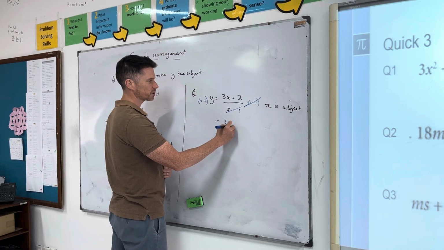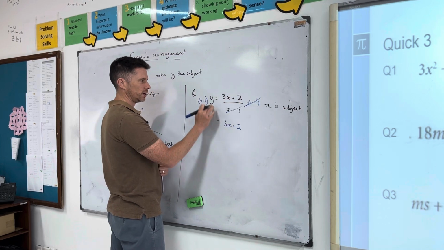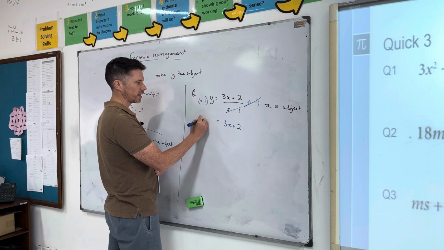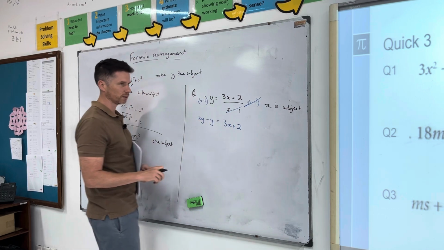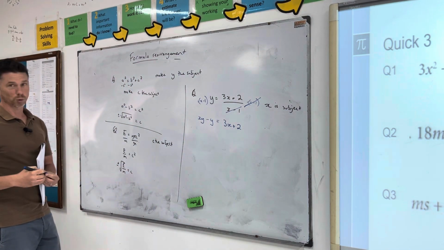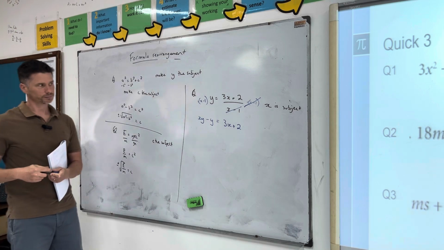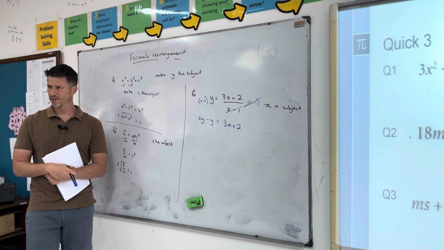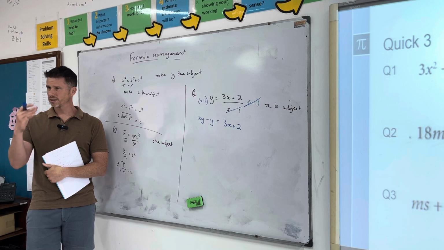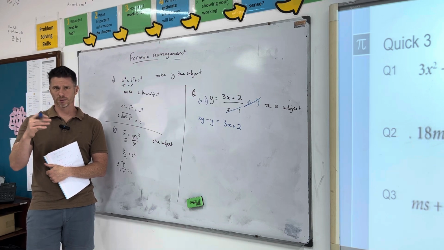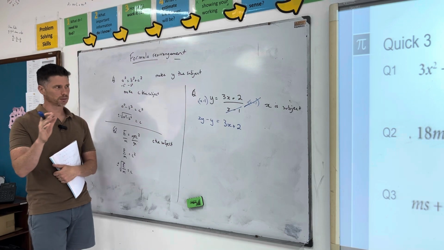So I get 3x plus 2 here still. And this one's multiplied by y. So I get xy minus y. So I have now 2 y's as well. Next step. So I want, what do I want at the end of this? I want what? x equals.